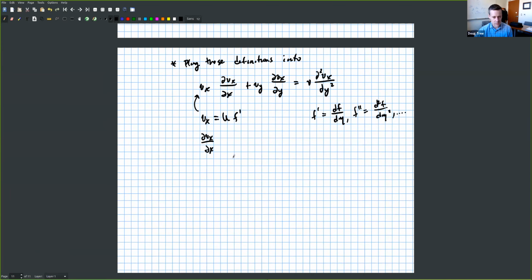So if we have dvx dx, this is going to be the x derivative, and then we have to plug in u f prime. Well, f prime is a derivative with respect to eta, but we don't really know how to do that with the x derivative here. We want something that's only in terms of etas. We want to get rid of this x, right? So to do that, we're going to need to use a chain rule.